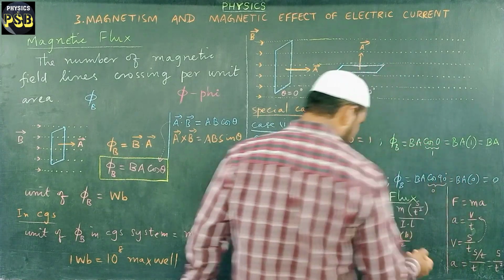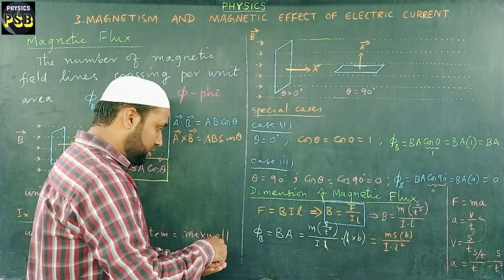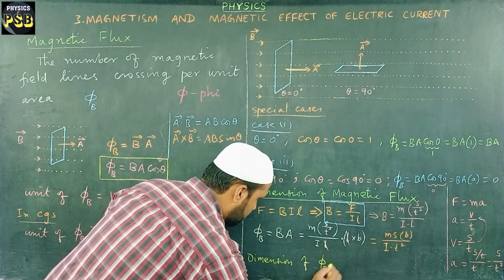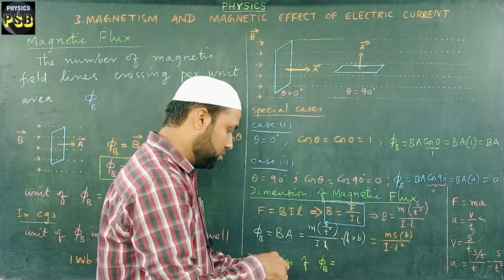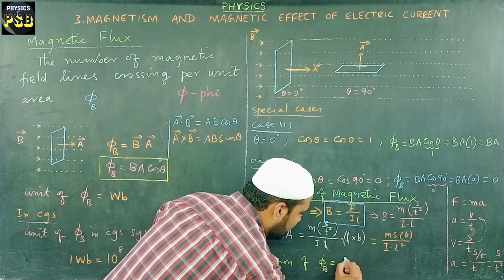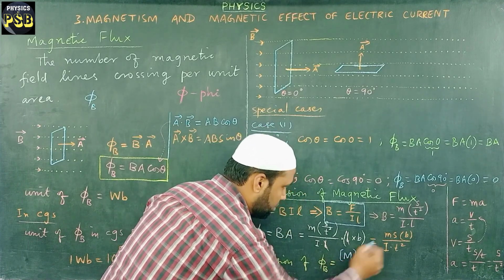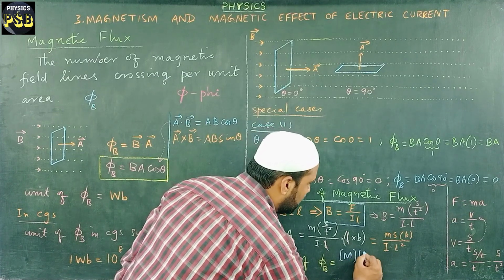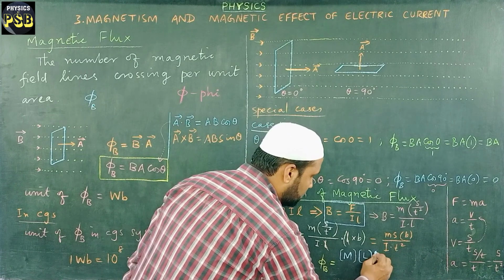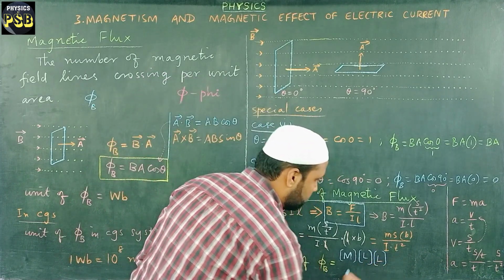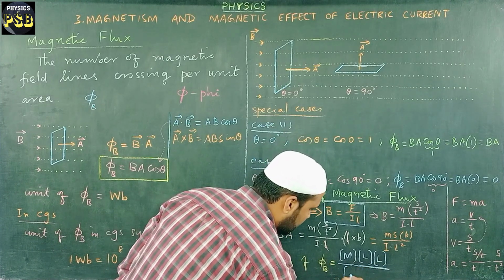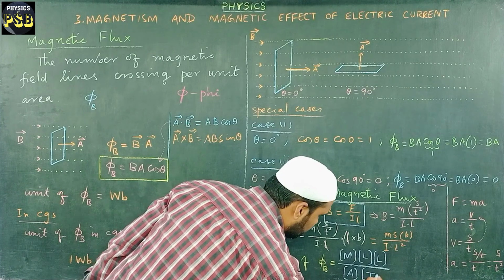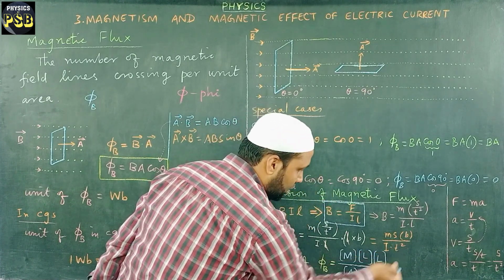Now, the dimension of phi B. Okay, here the dimension of mass is M. The dimension of what is this? Yes, this is nothing but displacement. Dimension of displacement is L. Okay, then B is also breadth. Its dimension is again L divided by the dimension of current, which is A. A stands for ampere. Remember this. Then T stands for time. So the dimension is T square. Dimension of time is T. Here we have square, so it is squared.